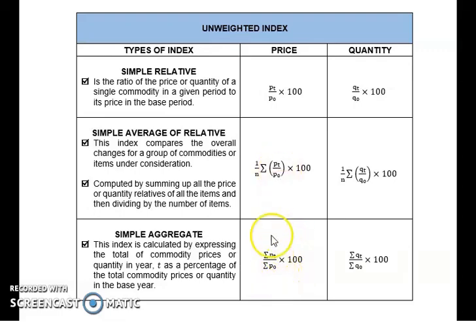So if you look at these two formulas, they are different, okay? So this one, simple aggregate. Aggregate means you total up everything, okay? But for this part, you need to calculate one by one first. So you refer to simple relative first. You calculate item by item and then you total up the values. Then you divide by n. So for this one, aggregate, you total up everything first, okay? Later on we will see an example for each type of index under unweighted index.